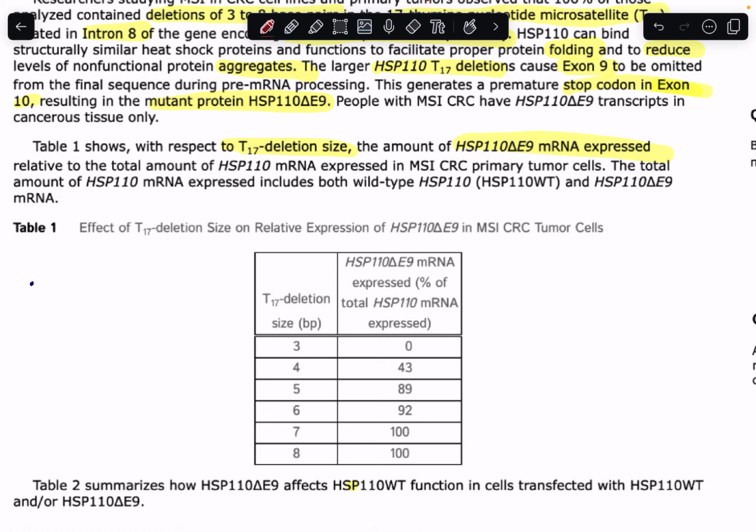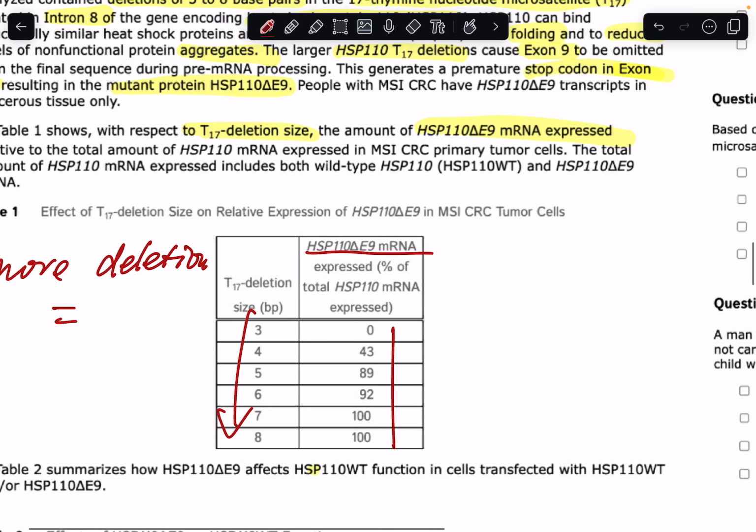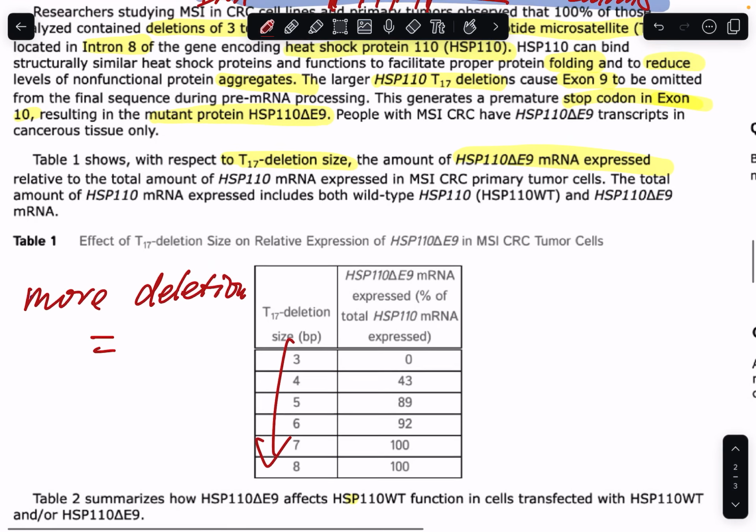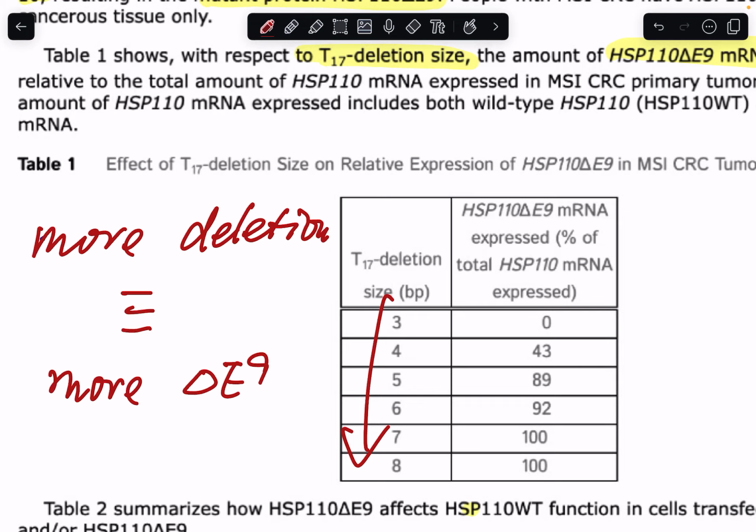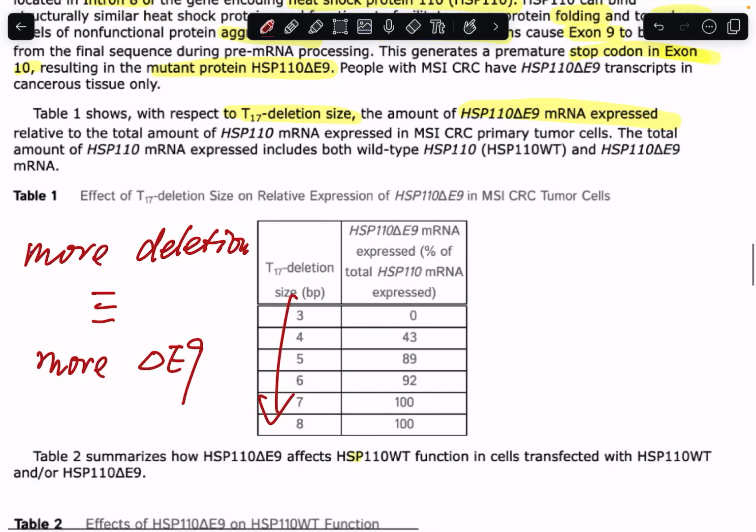Okay, so let's see the takeaway of this table. As I go downward, I have more deletion. As I have more deletion, what do I have? Do I have more of this mutant mRNA or less? Well, we all see that it goes from 0 to 100, right? So it's more. More deletion kind of equals to more delta E9. Delta E9 is the mutant one. That's all I get from the table. I can move on.